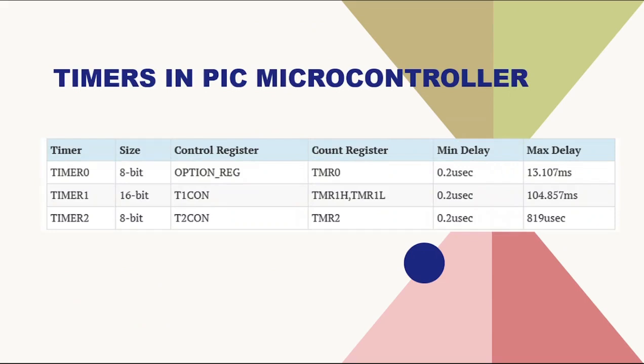Timers are used in our project, so I am going to give a small overview. As you can see from this table, there are three timers: timer 0, timer 1 and timer 2. In our project, timer 2 is used, and there is a specific register to control it, and the count register which actually stores the count of the timer.